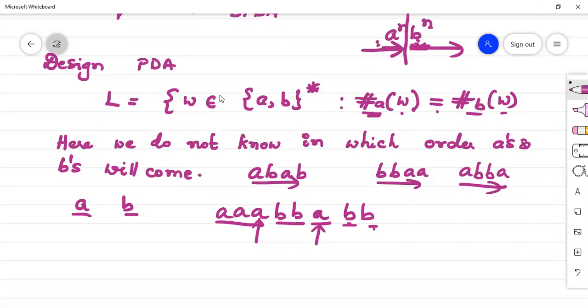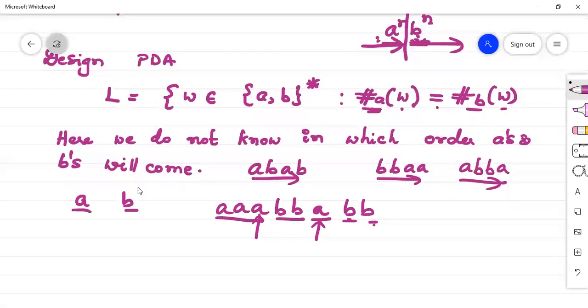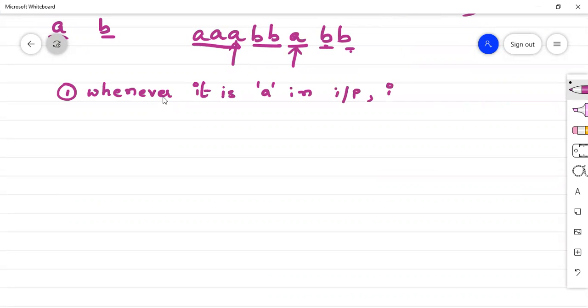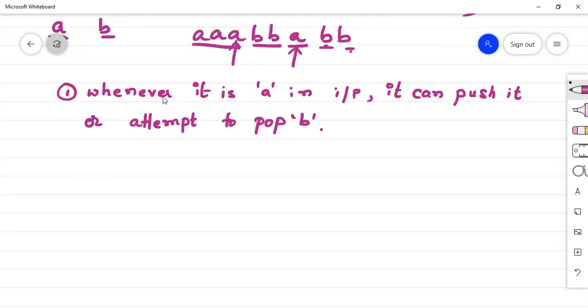Okay. So how do I design a PDA for this? What does the PDA design involve? This machine is very non-deterministic. Okay. So let us say whenever it sees an A in the input, it has two choices, correct? It can push it, which is the right thing if I am counting A, meaning I have not found B's for this. Or you can attempt to pop B if it's there in the stack, correct? So every computation that makes some wrong guess will fail to accept, and one such configuration will be accepting it.